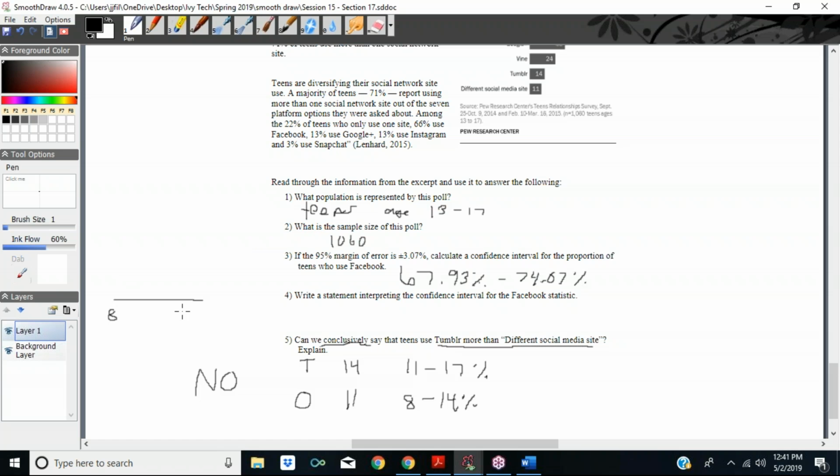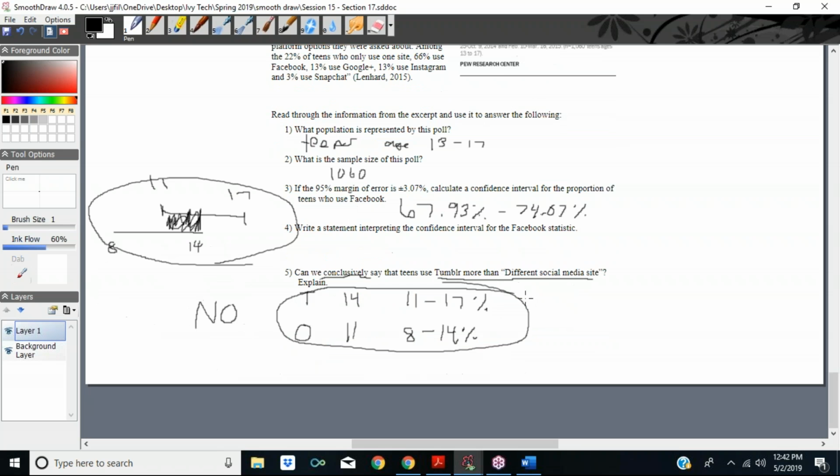So 8 to 14, 11 to 17. All this overlap right here, they could be in that range. And so we don't know. In that range from 11 to 14, Tumblr could be less than the others. So no, and this is the reasoning why, because of that overlap.